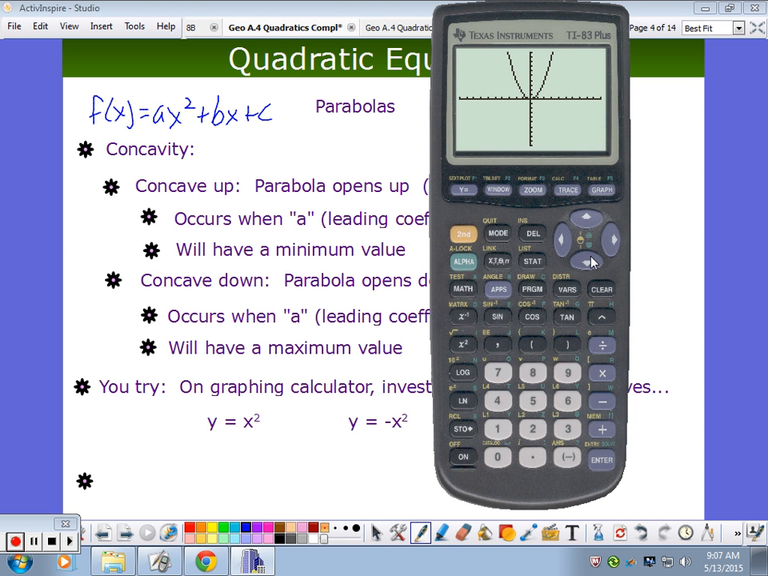If you want to see what y equals negative x squared looks like, I'm going to put it as y2 so I can graph them both. Be careful to use the negative sign instead of the minus sign. Again, x squared, here it is. The first thing I'll see will be x squared, and the second thing will be negative x squared. So here's negative x squared.